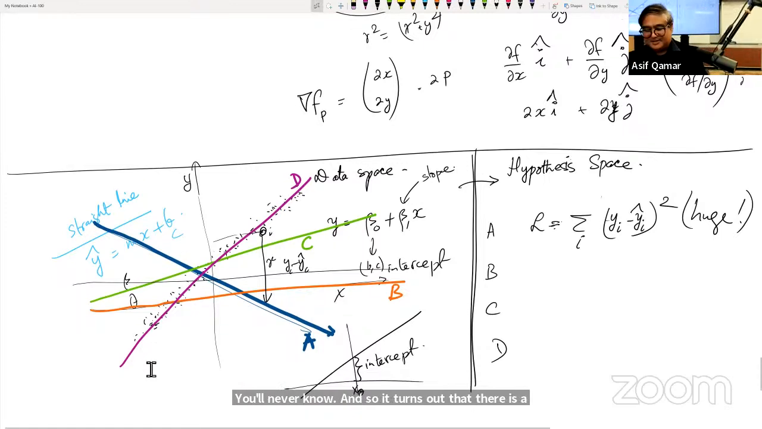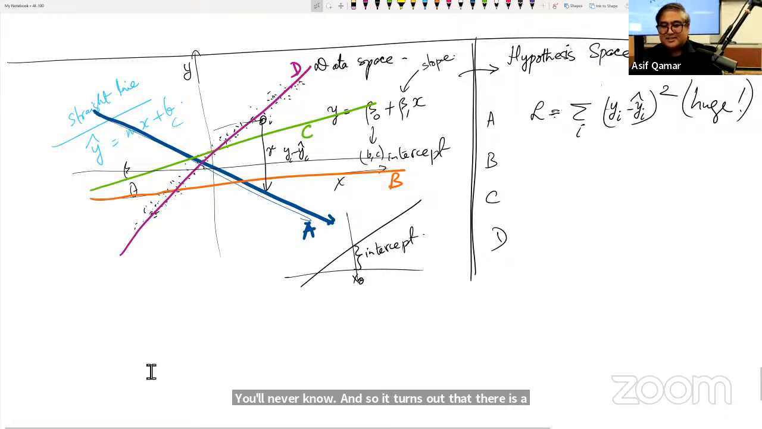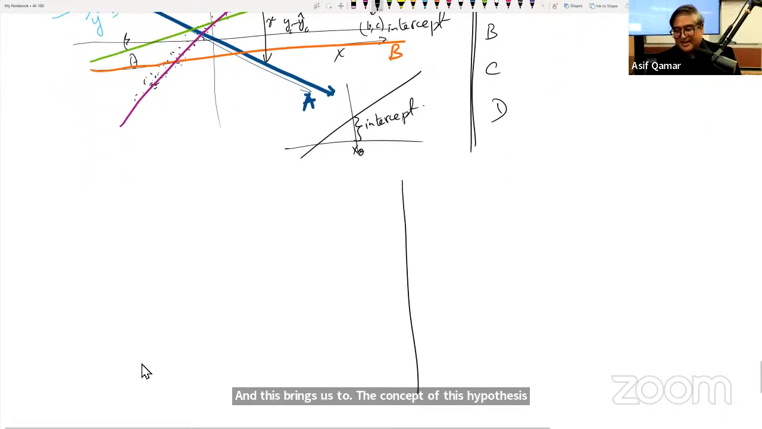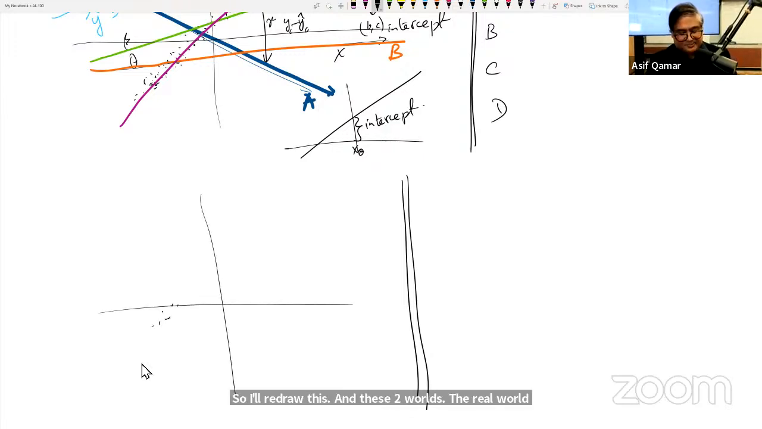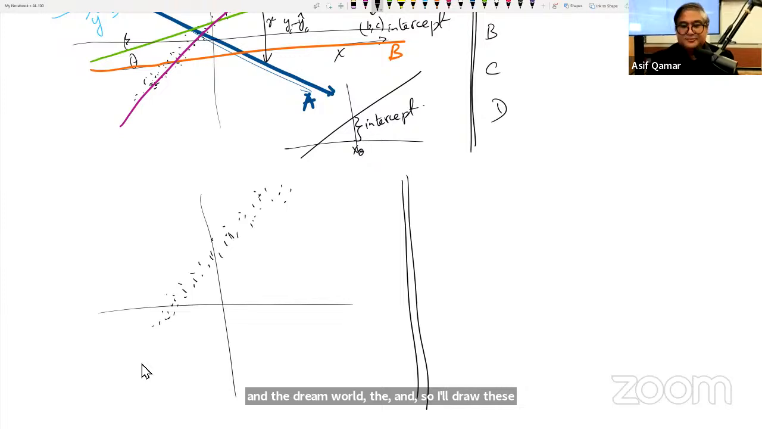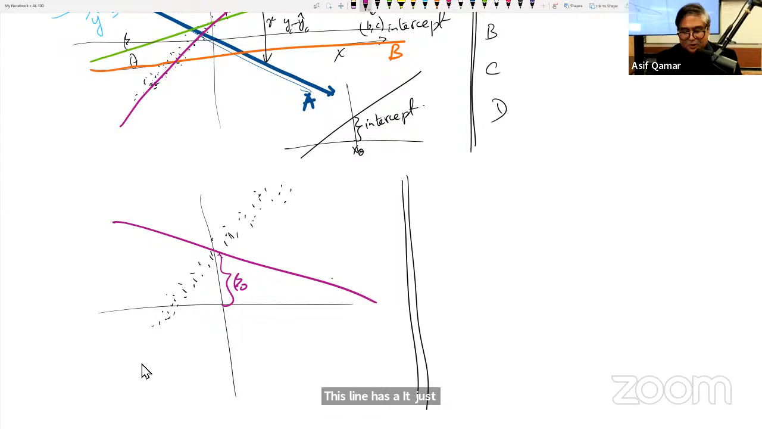And so it turns out that there is a trick. Here's the trick. And this brings us to the concept of hypothesis space versus data space. So I'll redraw this. These two worlds, the real world and the dream world, the Alice in Wonderland world. So I'll draw these points again. And you would agree that irrespective of what line you draw, let's say this is your hypothesis, this line has an intercept beta naught and a slope beta 1, isn't it? Every line is a hypothesis about the relationship, isn't it? This is your data space.